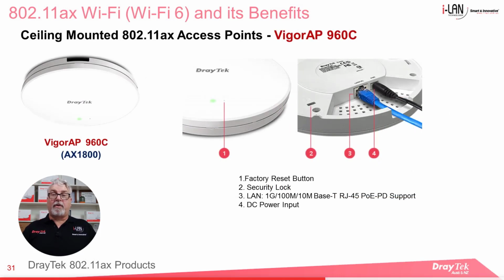In the access point product range, Draitec have 2 802.11ax ceiling-mounted access points. The first one is the VIGA AP960C. It can be powered using PoE through the 1 gigabit LAN port, or it can be powered from an external 12-volt power adapter.